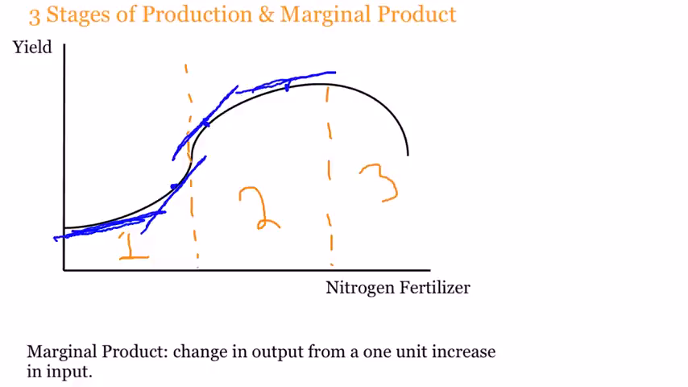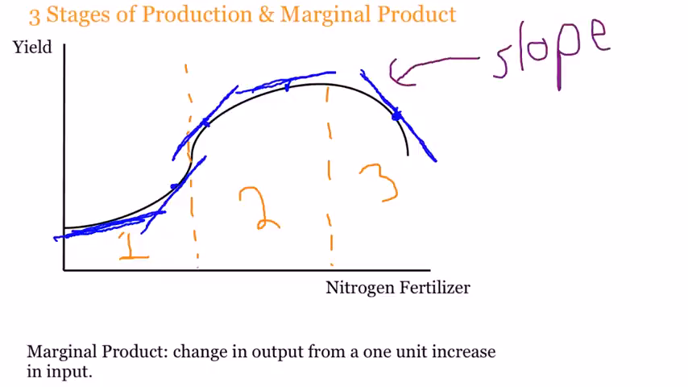Very few farmers would actually be in stage 3, but if they accidentally did, they would get to a point where the slope of the tangent line is negative, meaning as you apply more nitrogen, wheat yield actually starts to fall. Now it turns out the slope of these tangent lines, which we used as an indicator of the productivity of an input, equals something called the marginal product.